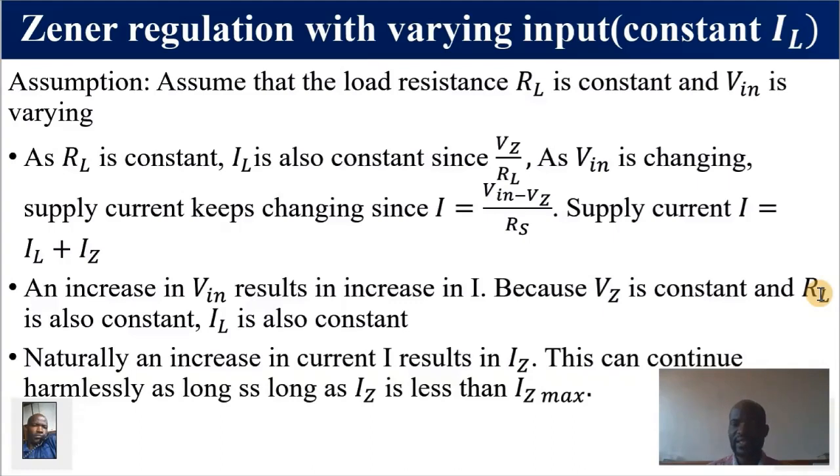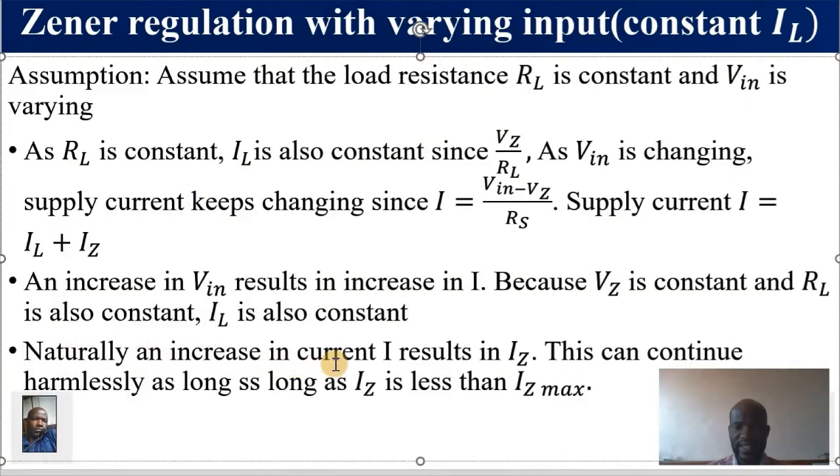It means that Zener current must be changing. Hence this important point. Naturally, an increase in current results in an increase in IZ. And this can continue harmlessly as long as this is less than IZ max. We are trying to maintain the output voltage constant.